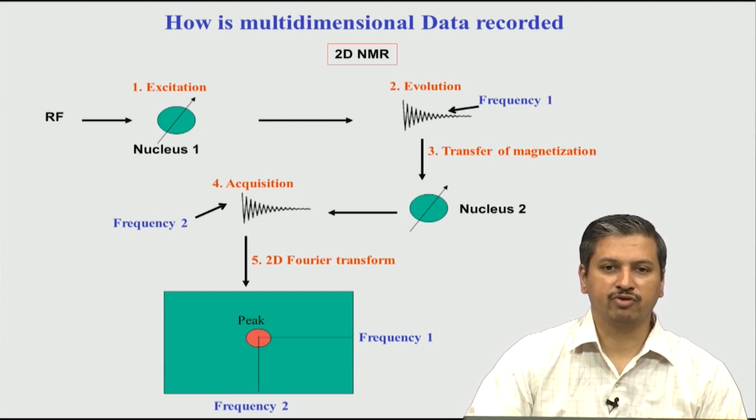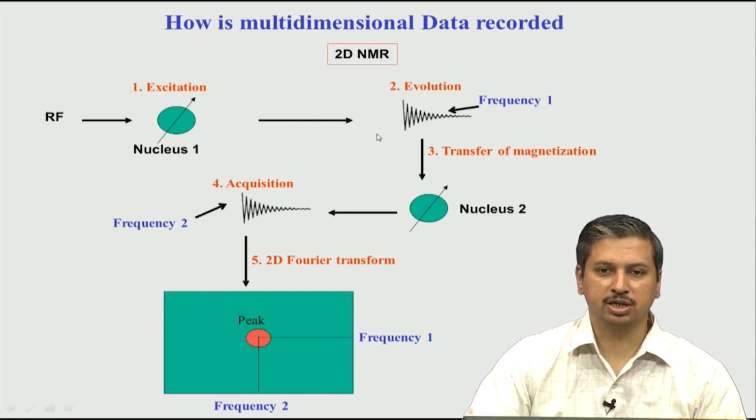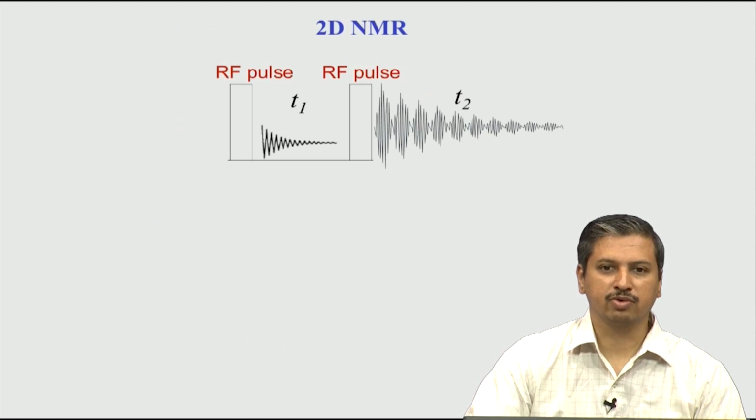Now, this was a schematic, all done as a qualitative explanation. Now, let us see how, in an actual NMR instrument, we record or carry out a 2D experiment. So, we will see here.